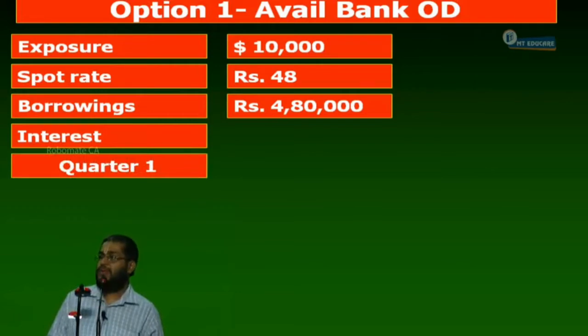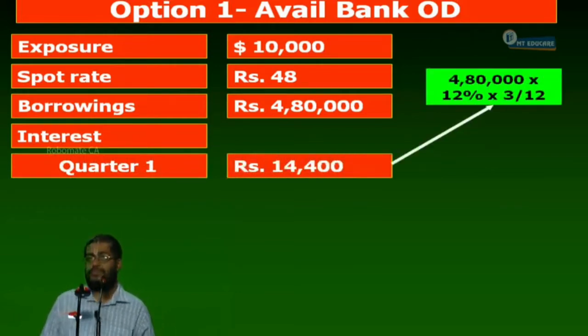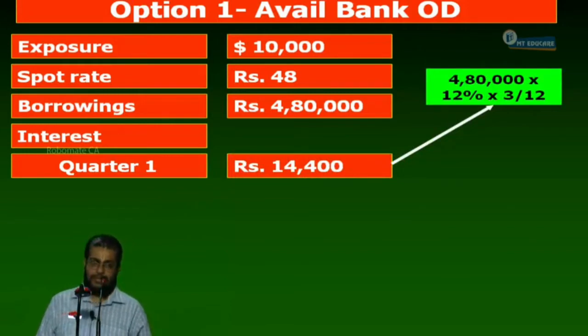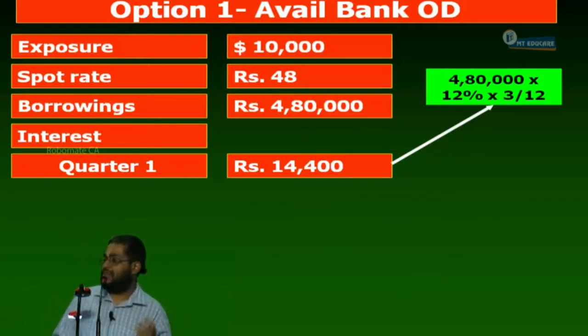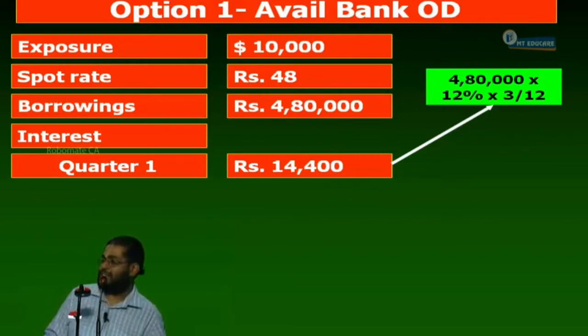Interest, underline that, quarter 1, 14,400. Interest quarter 1 is 14,400. That is 4,80,000 into 12% into 3 by 12. Are you understanding, writing or not?